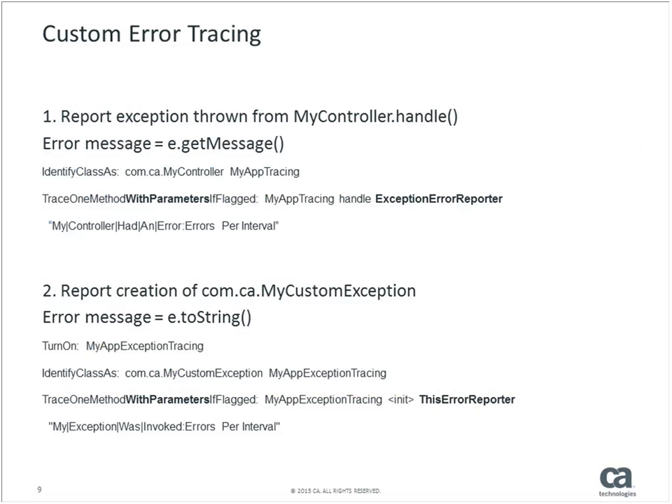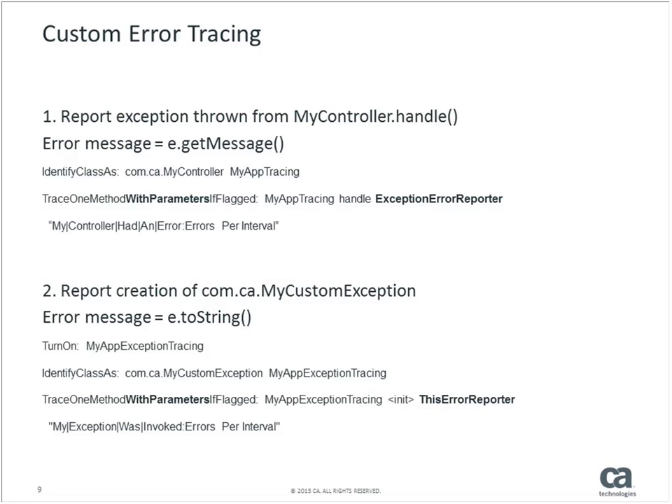So what do you do if you know there are errors in your application, for example from a log file, but they are not shown with APM? The first case is a custom method that usually has no tracer. In this example, it's myController.handle. We want to also show errors that are thrown out of the handle method, and the error message that you will see with this method is the exception getMessage.